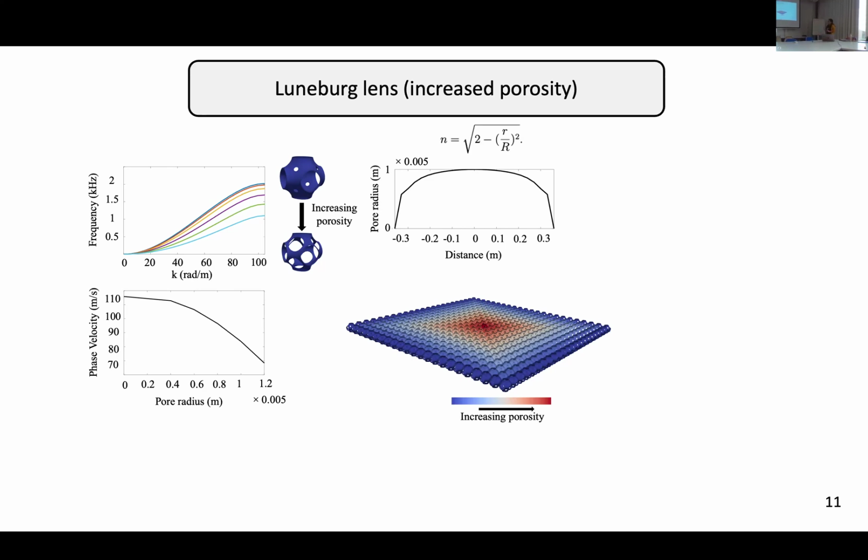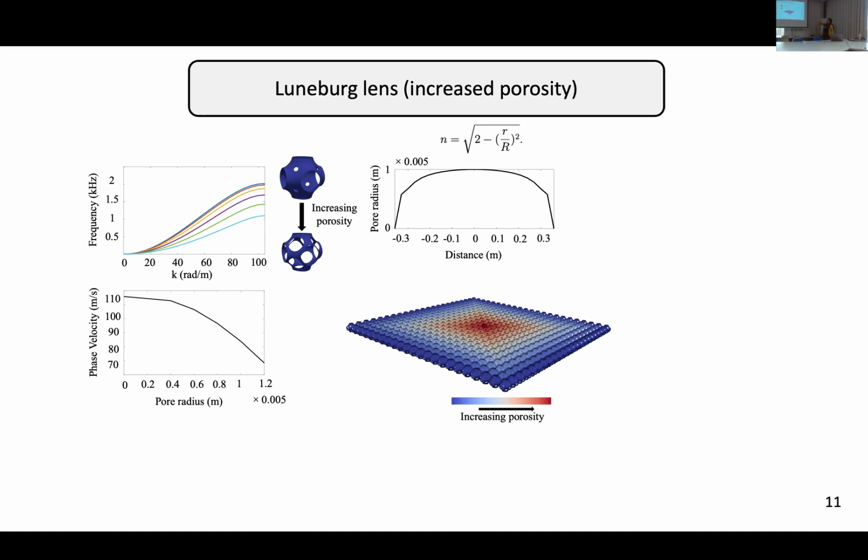So the idea that we wanted to try here was to build a lens. This is a well-known lens in the literature, called the Lundberg lens, and it has this equation for the refractive index profile that you see on top. So n is basically the refractive index profile, small r is the radius of each layer where you apply your modifications, and big R is the full size of your lens.